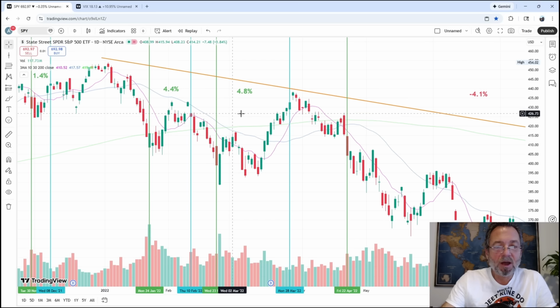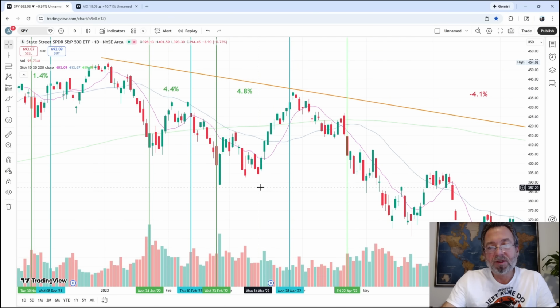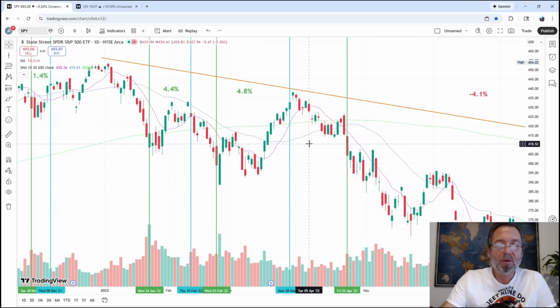But this is how you trade this particular one strategy. So the next instance when the VIX goes above 30 would be right here. You get in right here on February 23rd, right? And you buy it, and then the VIX would get you out, going below 21 again on March 28th, and you'd make 4.8%.